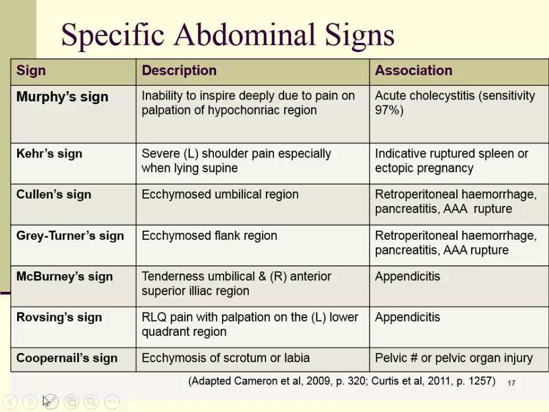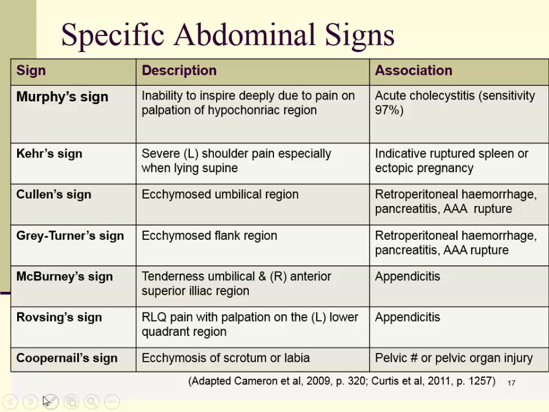In regards to still looking at your patient with inspection, there's various specific abdominal signs that you may be looking for which indicate varying degrees of abdominal trauma or other areas. So listed up here for you are the Murphy sign, which is where the patient has an inability to inspire deeply due to pain on palpation of the hypochondriac region. There's a Kehr's sign, which is a shoulder tip pain, which usually indicates a ruptured spleen, ectopic pregnancy, or may not be associated with appendicitis as well.